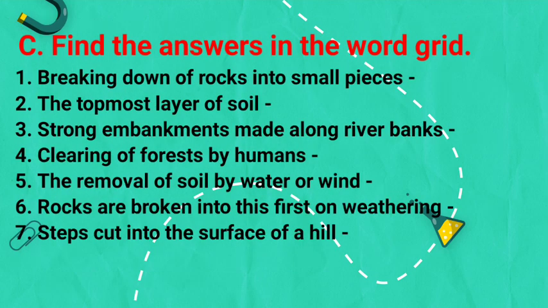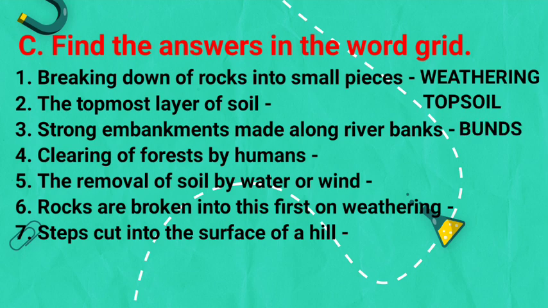C. Find the answers in the word grid. 1. Breaking down of rocks into small pieces. Weathering. 2. The topmost layer of soil. Topsoil. 3. Strong embankments made along river banks. Bunds. 4. Clearing of forests by humans. Deforestation. 5. The removal of soil by water or wind. Erosion.